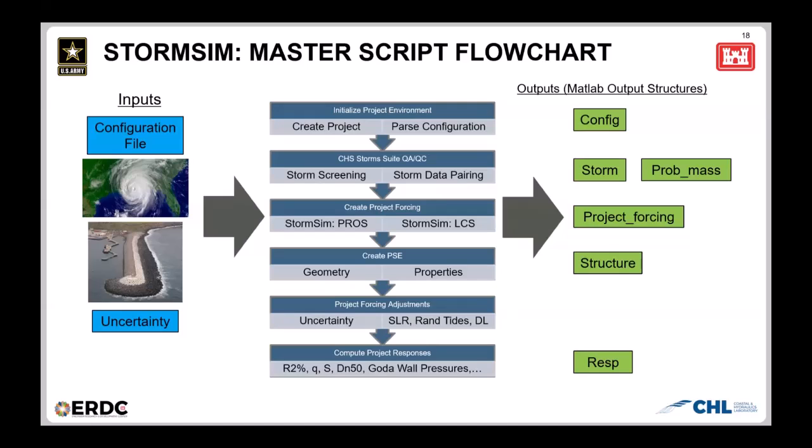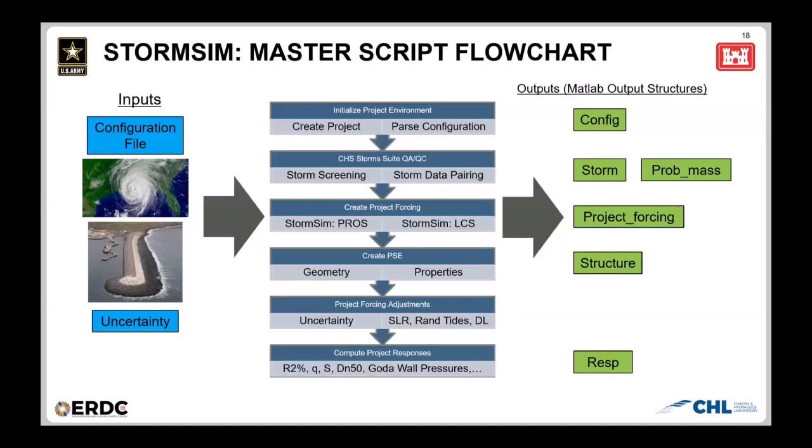Then it goes to actually creating the protection system, meaning it goes to the configuration file, parses out all the relevant information, and initializes the structure object, so to speak. Then the next step is to do any kind of adjustments that we want to do to the actual project forcing, meaning if we need to add any kind of uncertainty, it's added there. If we want to add tides, we add tides at that point. If we want to add sea level rise, it's added at that point. And the intent there is we save ourselves the need to recompute the whole QA/QC thing again because we are adding the adjustments later on in the process.